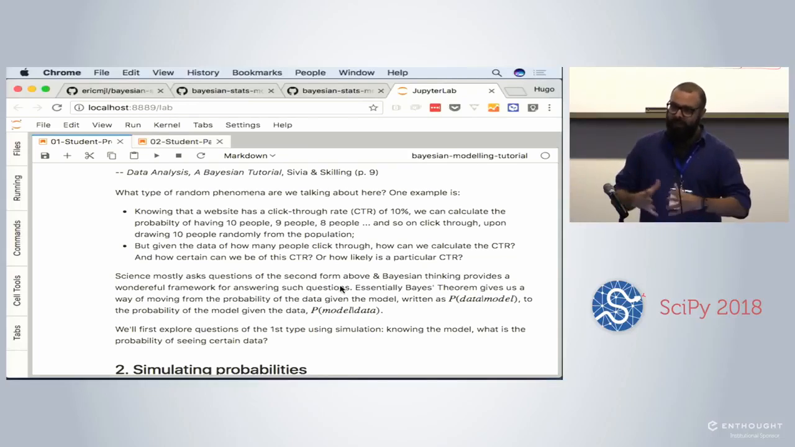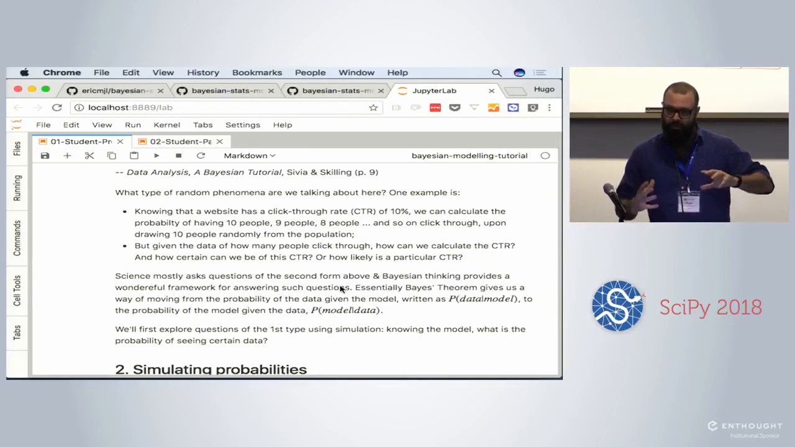We have some idea of how our system works, but then we collect data and we want to know more about the system and our model, and what type of values for these parameters, our degree of belief around what these parameters can be. And Bayesian thinking provides a very robust way of thinking about this.